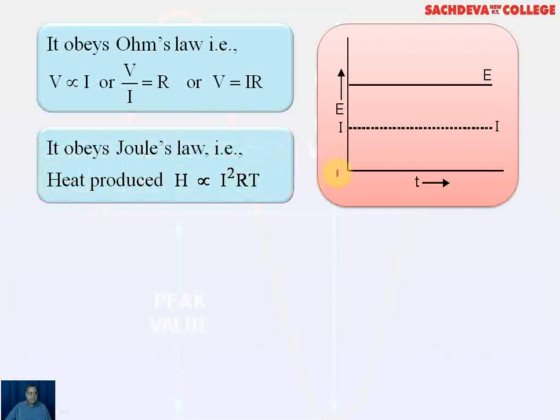Moreover, DC current obeys Joule's law of heating effect. According to Joule's law, heat produced in the conductor is given by I squared R t, and this will be in joules. If H is proportional to I squared R t over J, then heat will be calculated in calories. J means mechanical equivalent of heat, and its value is 4.2 joules per calorie.